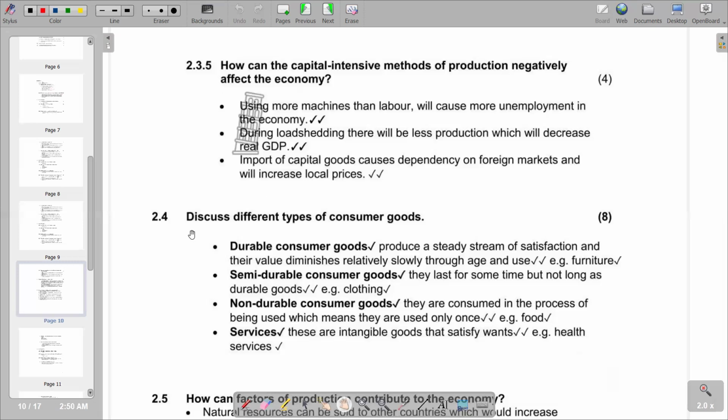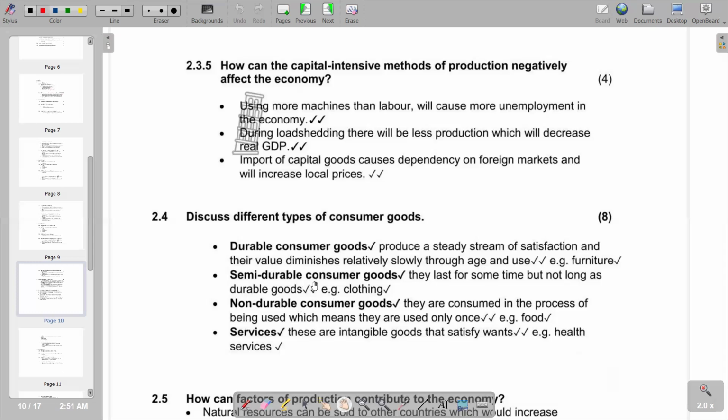And we go to the next one, which is saying discuss different types of consumer goods. So we have different types of consumer goods: durable consumer goods, semi-durable consumer goods, and non-durable consumer goods. So in terms of durable consumer goods, it really produces a steady stream of satisfaction, and their value diminishes relatively slowly through age and use. And if we give an example of a durable, which is furniture, these are goods that are going to last for a longer period of time. So we have got an example of furniture. We also have equipment. They are durable consumer goods.